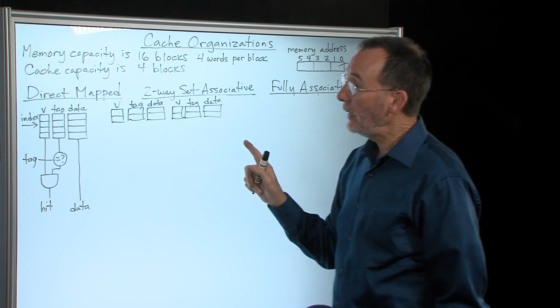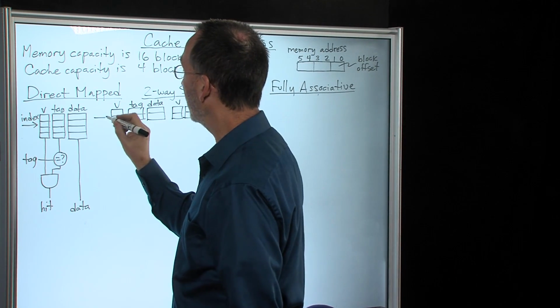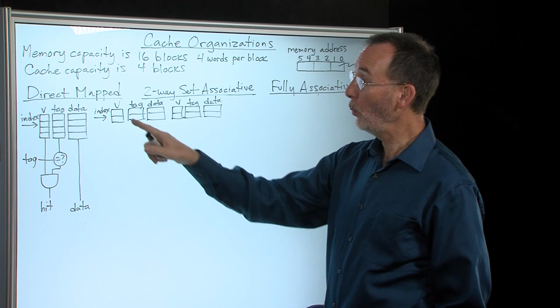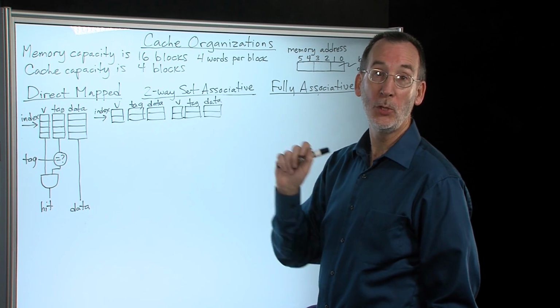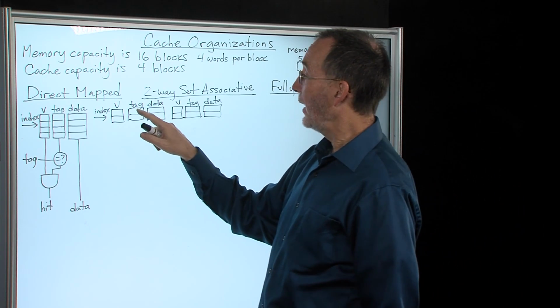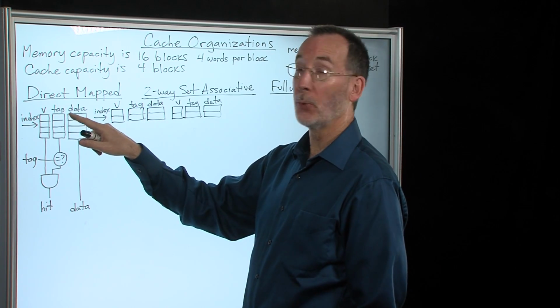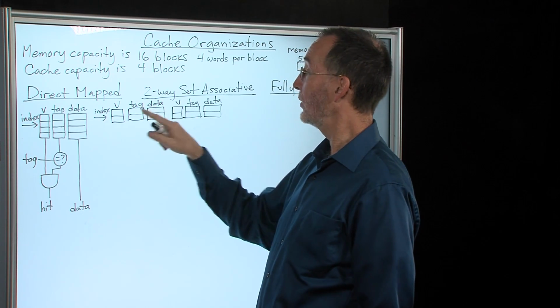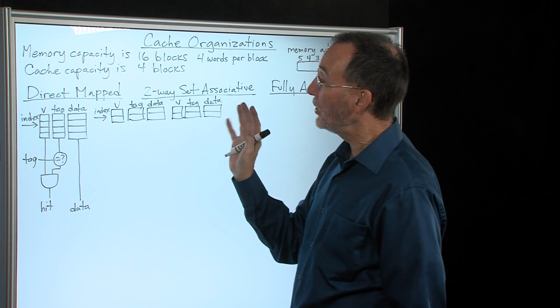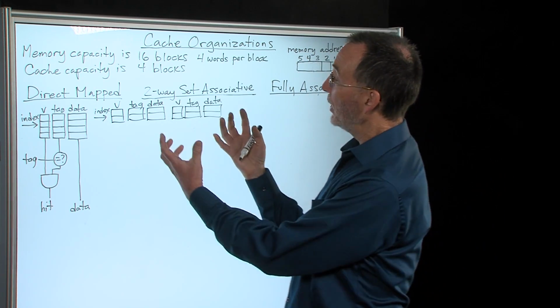So now I need an index, as before, an index bit. And you notice I said bit because I need only 1 now, because I need to pick only one of 2 sets. So this line here is going to move to the right. I'm only going to have bit 2 now as my 1 index bit. And then the remaining 3 bits are the tag. So this tag has expanded from 2 bits with direct mapped to 3 bits for 2-way set associative.